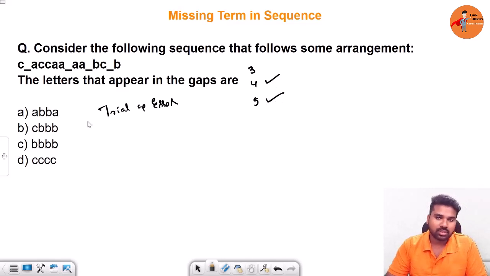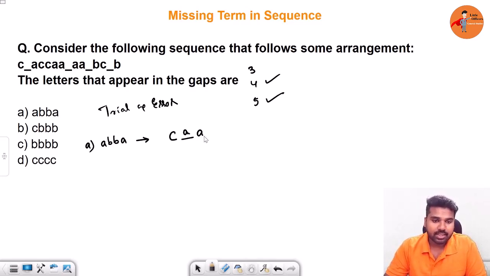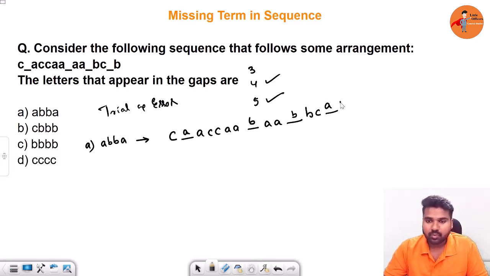So let us do that trial and error. Let me tell you how to do this. The sequence is given. Now I am going to put option A in this sequence. In the first blank I am going to put A first, then A, C, C, A. Again there is a blank where I am going to put the next letter, that is B, and again there is A, and then a blank where B will be put, and again there is B, C and a blank where A will come. Now let's see the 3 sequence.